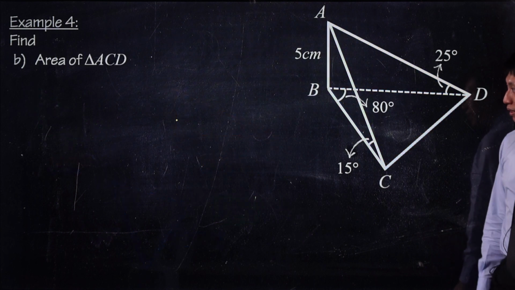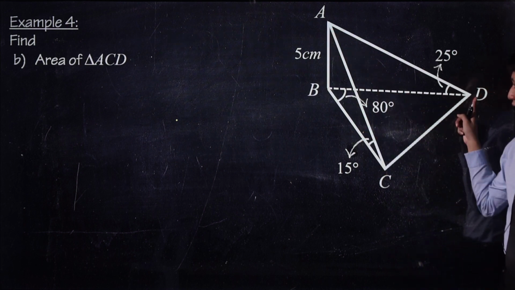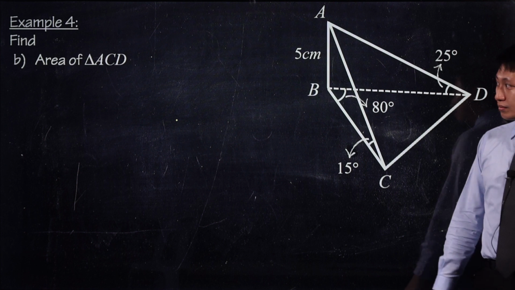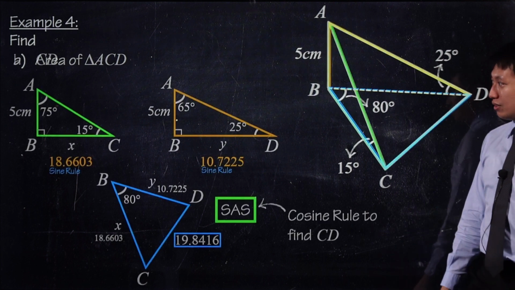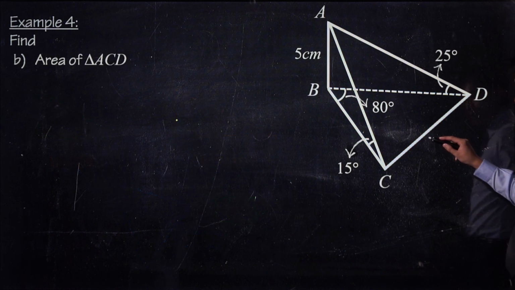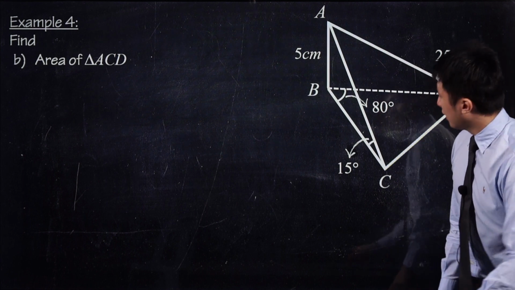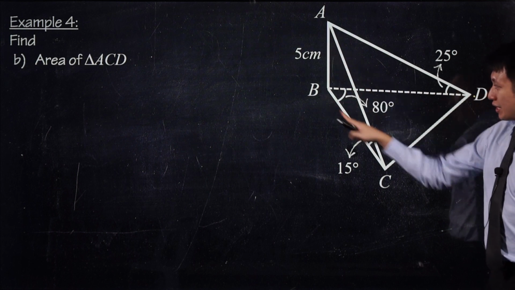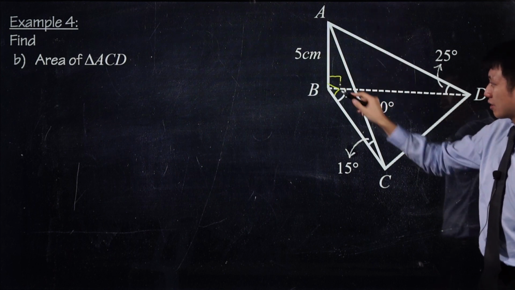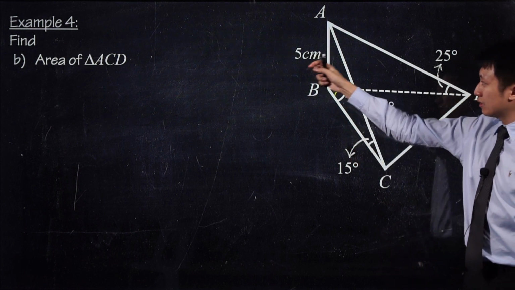Next, we want the area of triangle ACD, which is the top one. How do we do it? Remember just now, what did we find? We found CD, which means we found this side. We know the answer already. This is a right triangle, and the one behind is also a right triangle. Pythagoras theorem will always be used. You know this, then you know this.